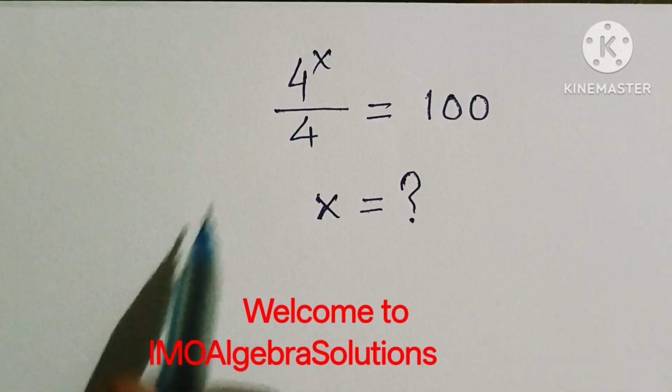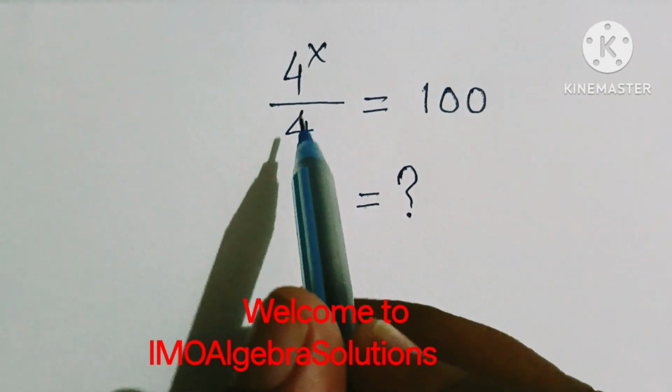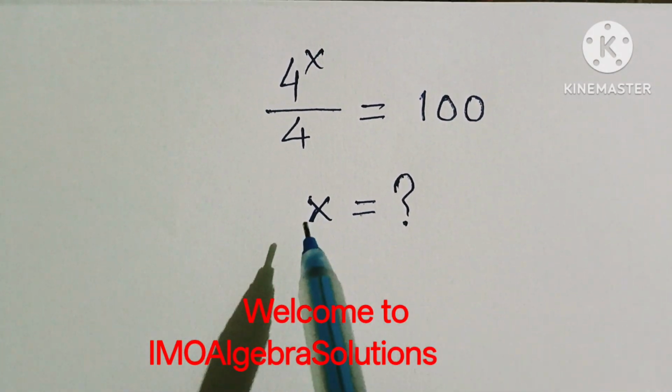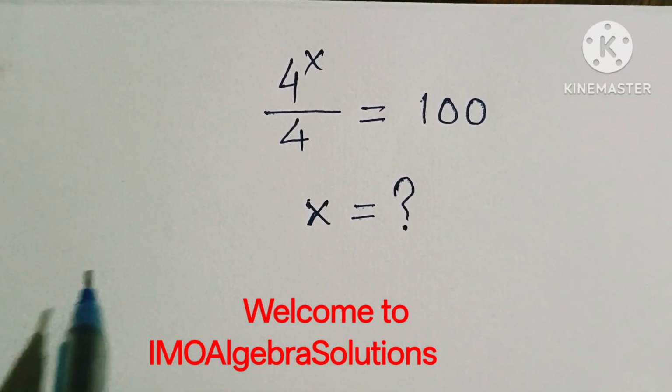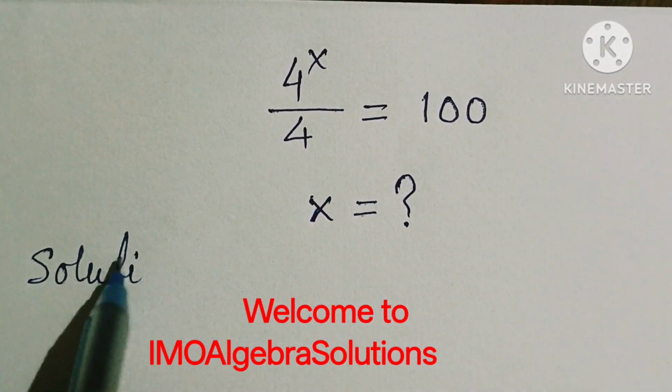I am Algebra Solution. Now we have to see this exponential problem: 4 raised to power x divided by 4 is equal to 100. We have to find the value of x here. So let's start the solution.